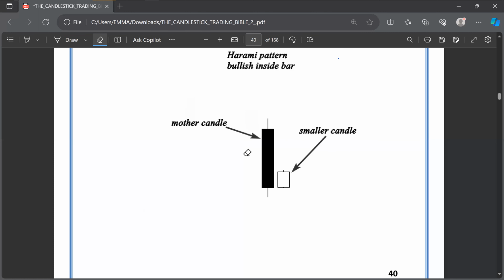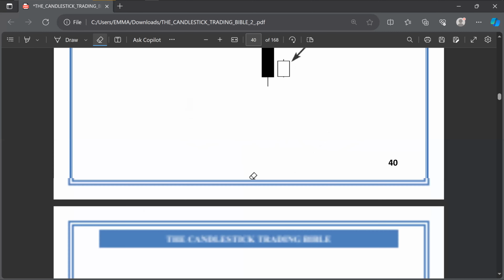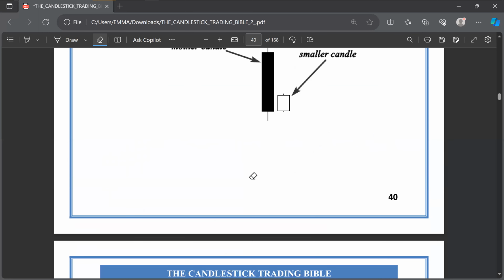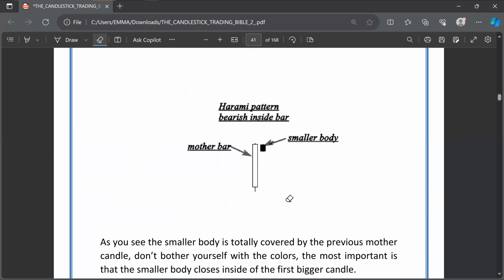So that is it. This is the bullish Harami, right? The first one being the red candlestick, the second one being the green or the white. And the second thing that I told you is that it happened at the bottom of the bigger bearish candle. So that is it, right? So move on.